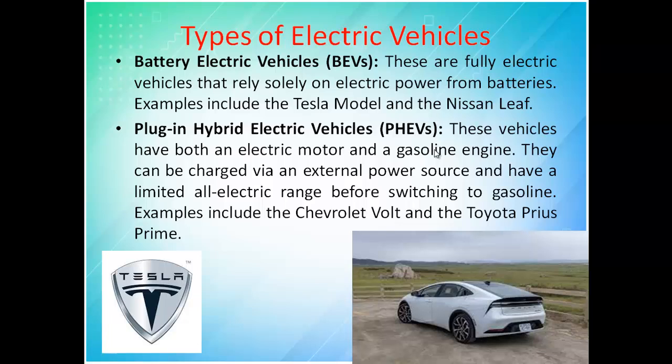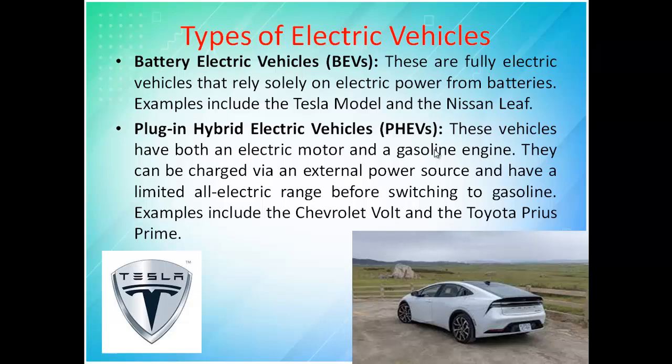When you look into the types of electric vehicle, we call the first one a battery electric vehicle, which means it is a fully electric vehicle. It doesn't have any internal combustion engine. The examples are the latest Tesla and Nissan Leaf. All of these come under entire battery. There won't be any internal combustion engine in it.